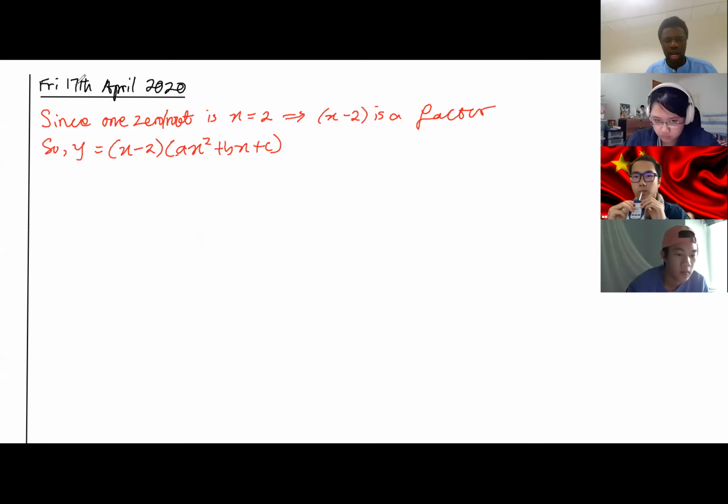Okay, so it cuts y-axis at 4. What kind of equation is that? You have more variables than equation. What do we call it?